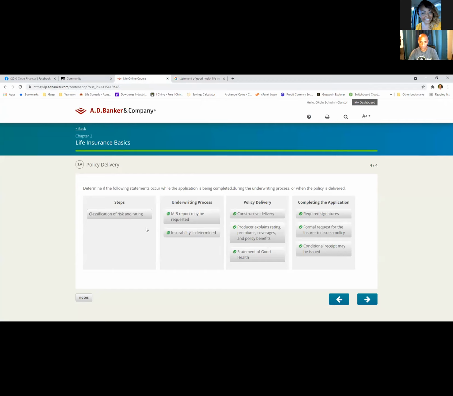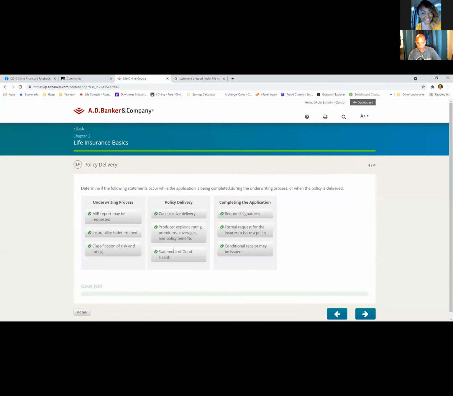Interesting. I don't understand that one. We'll just look at it in the future. Classification of risk and rating. Where do you guys think that would be done? Probably the underwriting process. Oh, yeah. So there we are. So the question that we have is statement of good health. When we're done with this, let's go back and try to find some information about that.